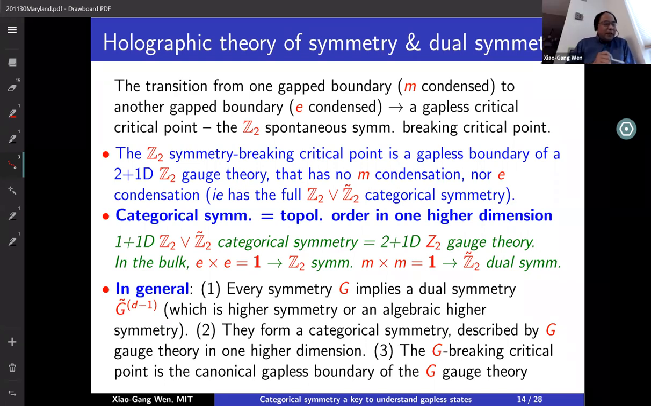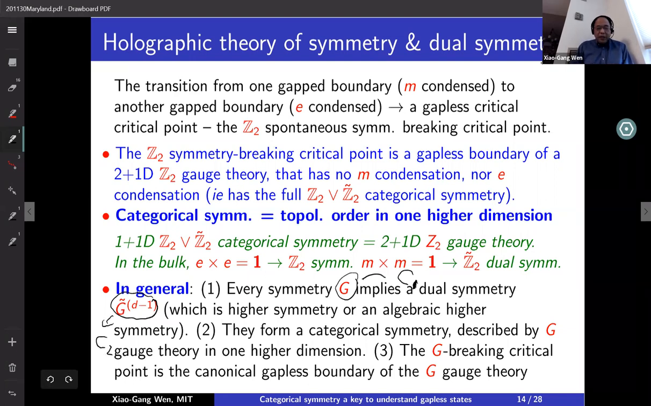So let me expand on this question. Suppose we have one system with a G symmetry. It leads to a categorical symmetry we call C1. And we know that the dual system would have this G tilde symmetry. And in this dual system, we may find another categorical symmetry, C2. If C1 is not equal to C2, we are in trouble. So that is really the non-triviality of your question. And it turns out that C1 and C2 are the same.